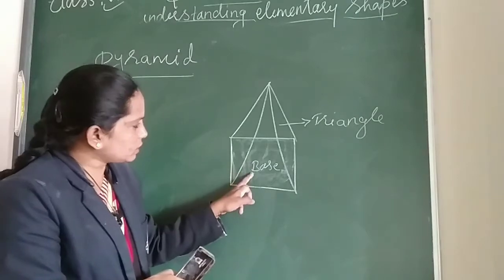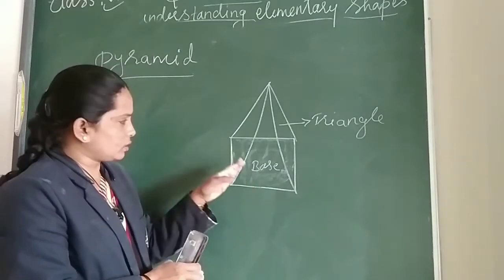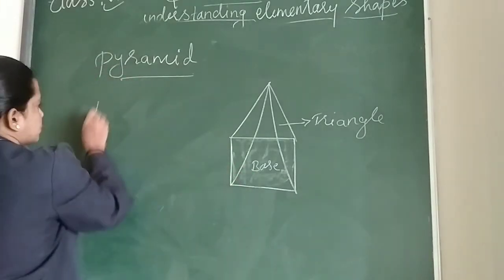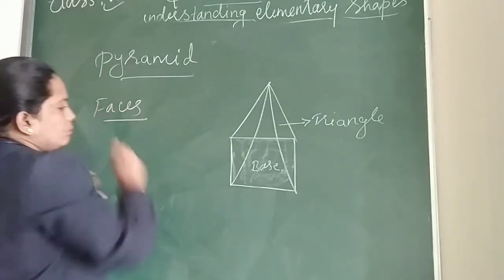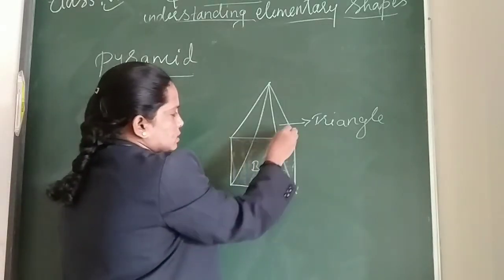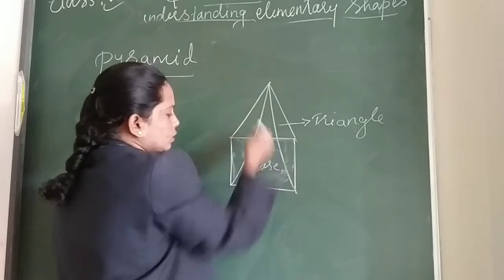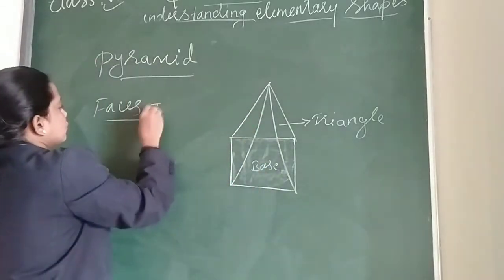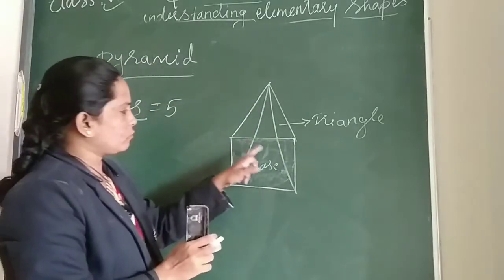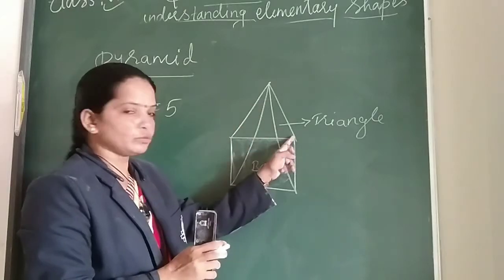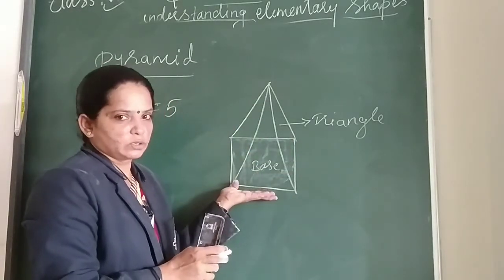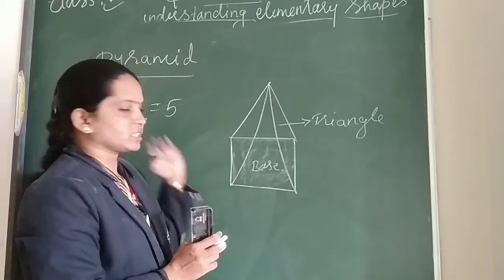So here in this pyramid, we will see the faces. How many faces will we get? So here, front one, side, back and four and the flat one. So 5 faces. So here 1 front, 1 back, side 2 and then flat. So totally 5 flat faces we are having.